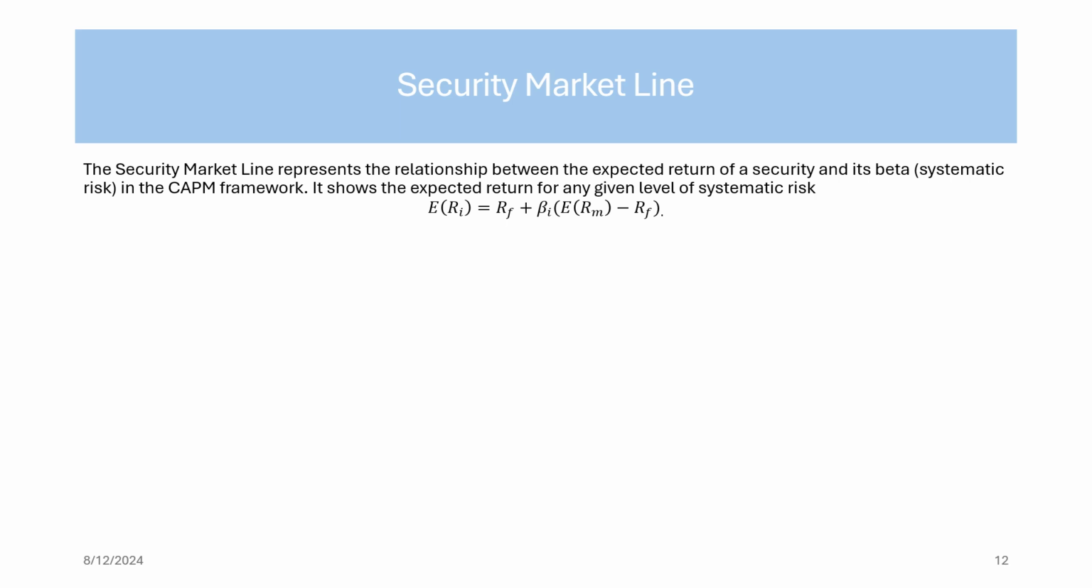Now, this also brings us to introducing the security market line, which represents the relationship between the expected return of a security and its beta or systematic risk in the CAPM framework. It shows the expected return for any given level of systematic risk, and this is typically the CAPM representation.